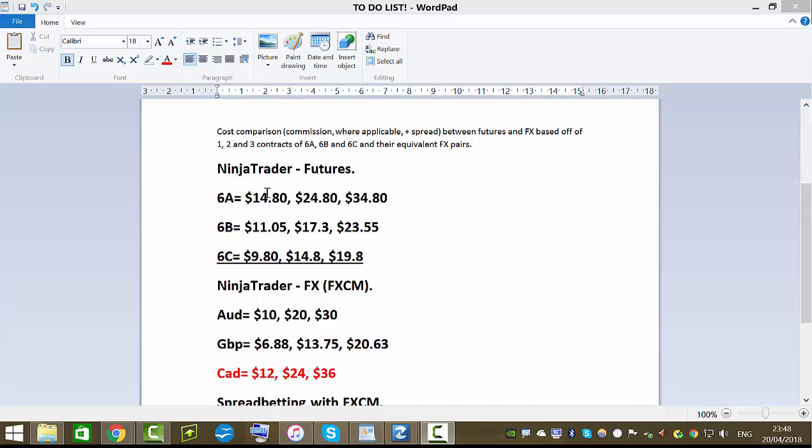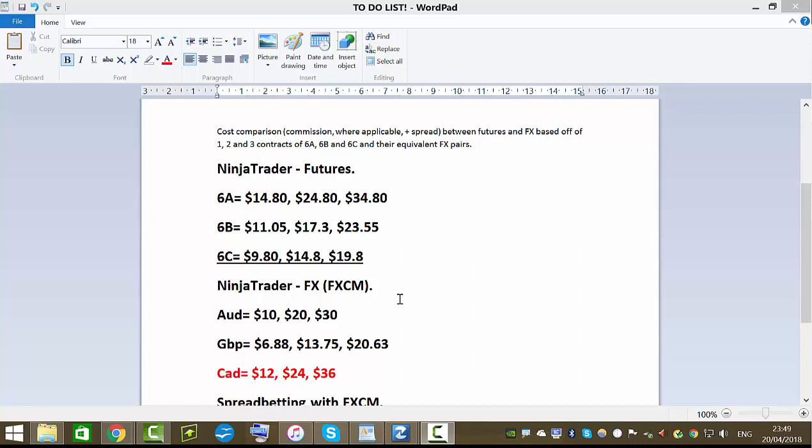In futures and Forex. So NinjaTrader futures, what I've been doing with Top Step Trader all this time and on my own. 6A, the cost, and when I say cost, I'm looking at if I get in the market, hit the bid or the ask, whichever one it is, but enter on the market. So if I'm going long, I'm paying the ask price, and if I'm going short, I'm paying the bid price. Then the two costs we have are any commissions if applicable and spread.